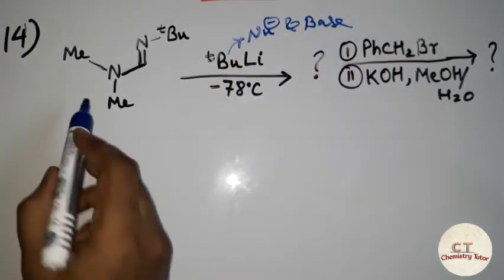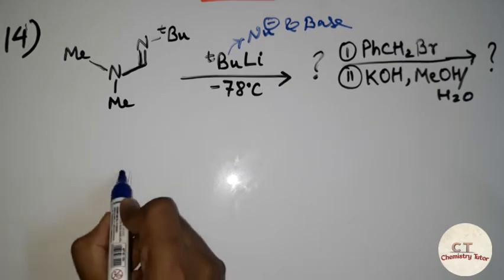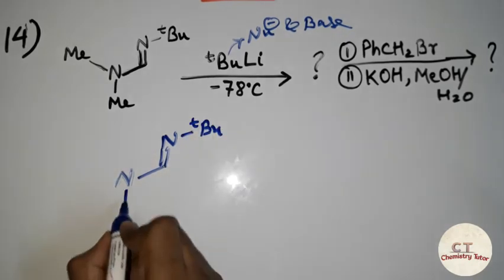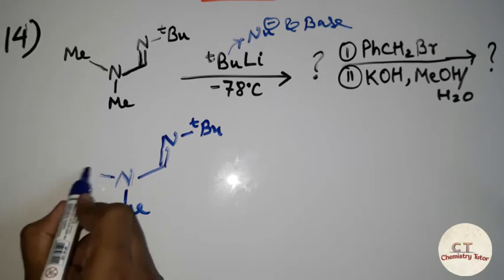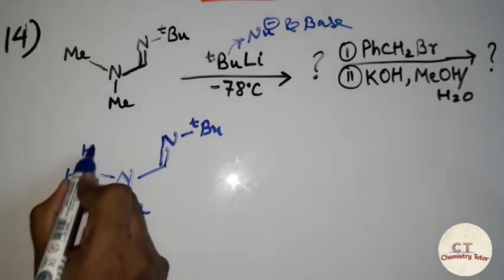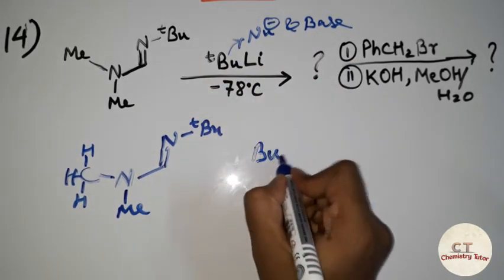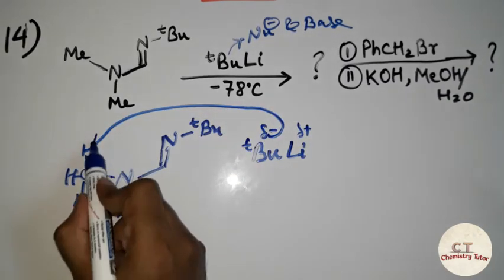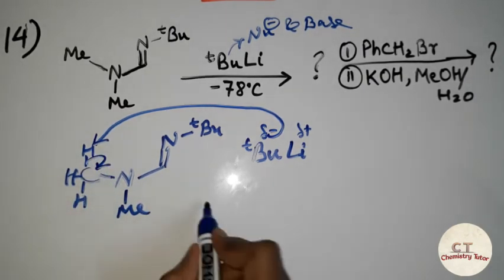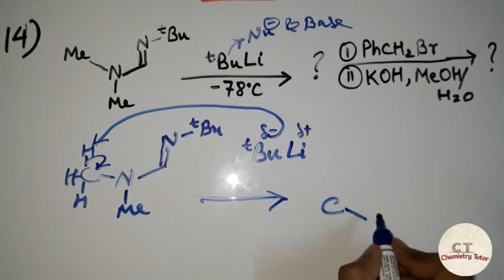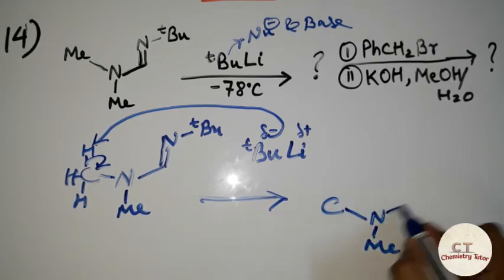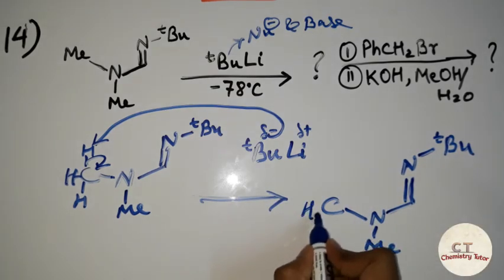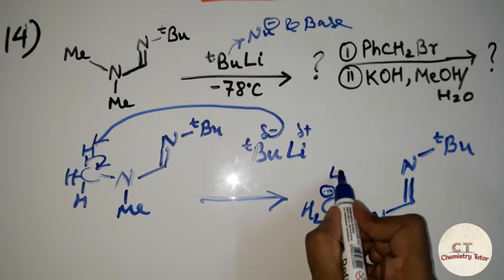In this case, since free hydrogens are available here, tertiary butyl, methyl and CH3 is present. First of all, tertiary butyl, delta plus, delta minus. So this negative charge is going to abstract this proton, and the negative charge will be on the carbon atom, and we get CH2, and the negative charge will be here, and lithium plus.